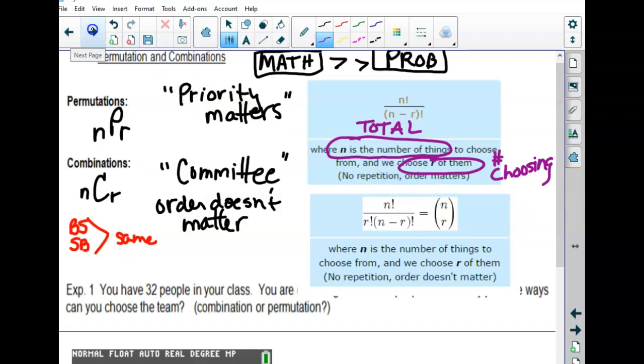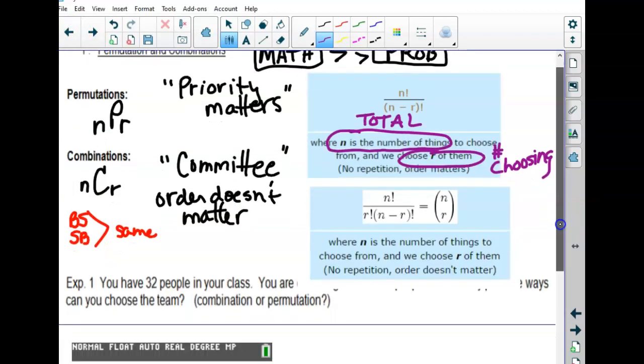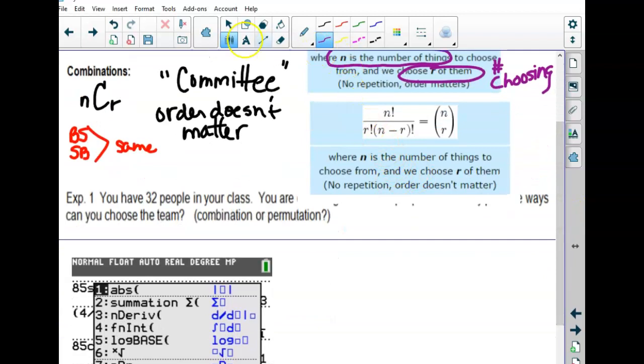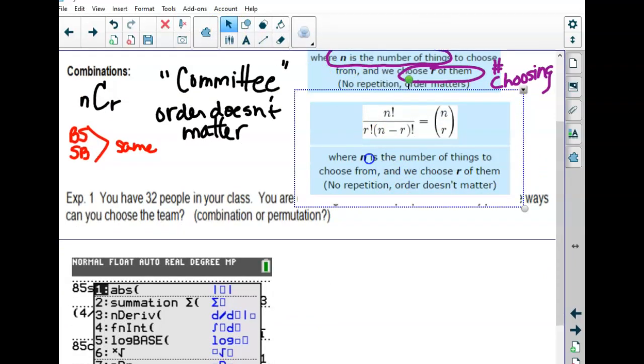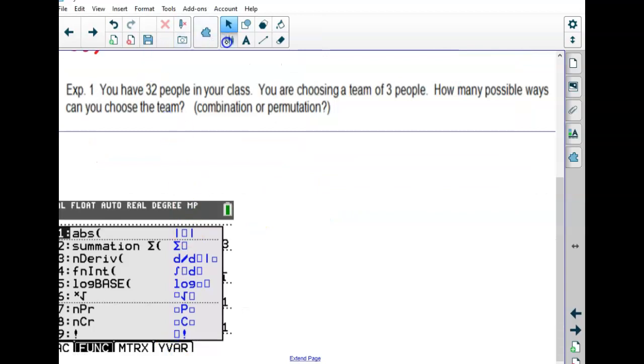Anybody need more time? All right. Oh, it was not on that slide. So let's go back and try to find this question that I've covered up. All right. You have 32 people in your class. You're choosing a team of 3. How many possible ways can you choose the team?